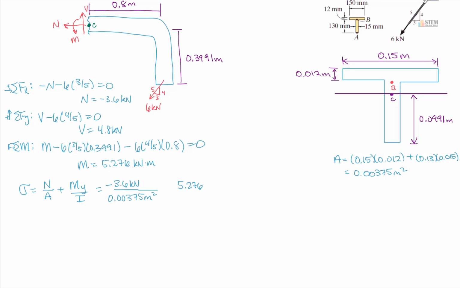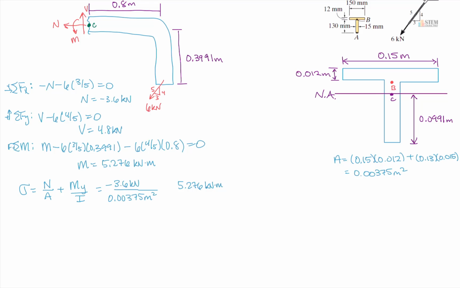So the moment is 5.276, it's kilonewton meters, and now I need the y. Well, what is the y going to be? Well, remember, the y is the distance from the neutral axis to the point of interest, right? And the neutral axis goes through the centroid, right? So that means this right here is the neutral axis. So we have our neutral axis, and I need to get to point B. So basically I need this distance right here, right? That's what we're looking for. So how can we find that?